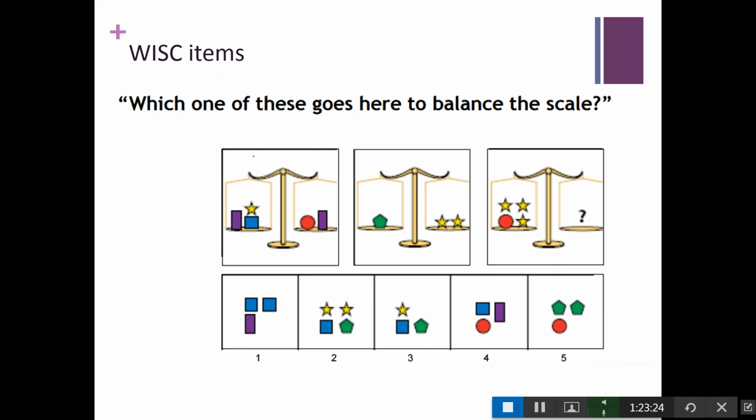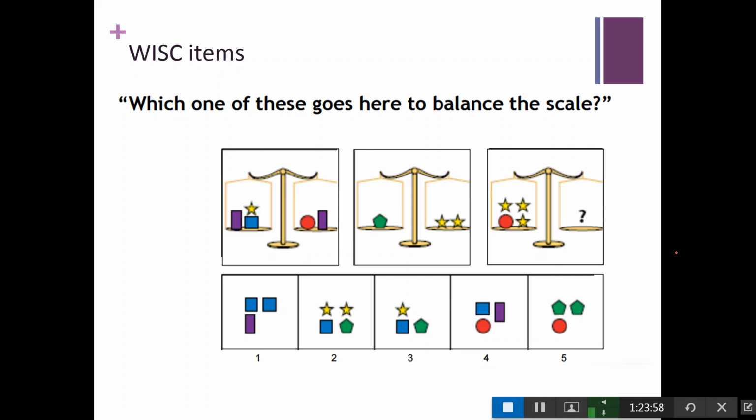Here's another WISC item. They'll say things like, which one of these goes here to balance the scale? And they'll say, here's some examples. If you have a purple rectangle, a blue square, and a star, that balances the scales because the purple rectangles equal each other, so you cancel that out. And so apparently the blue square and the star equal a red ball, right? And so on and so forth in all the examples. So can you all tell which one is the right answer? Pause the video if you want to take a moment and actually figure this out.